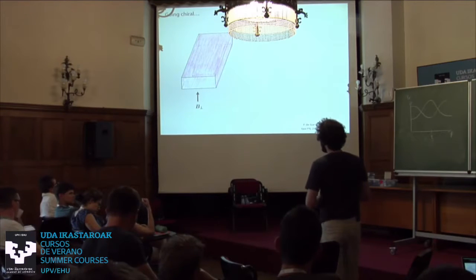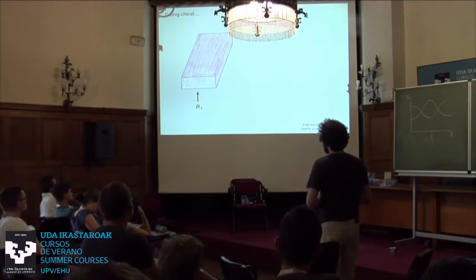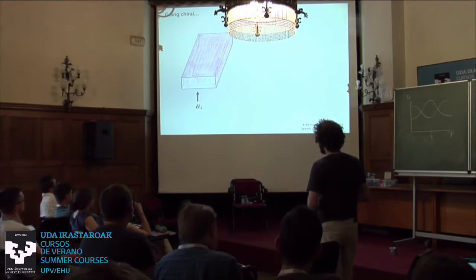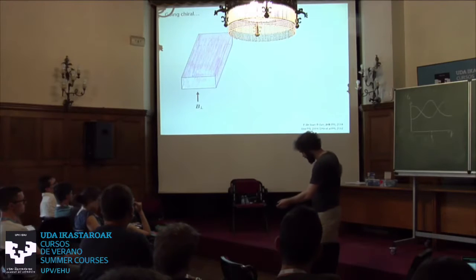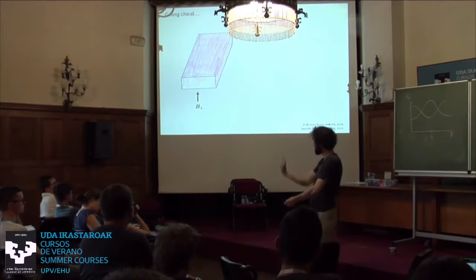So now I'm going to apply a magnetic field, not along the wire, even if it kind of looks like that on the screen, but actually orthogonal to the wire. So the wire length is going like this, and I'm applying the magnetic field like this.